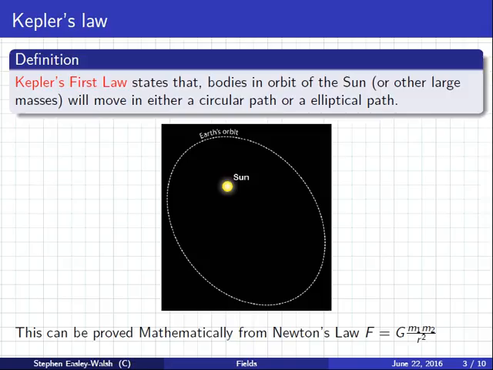Yes? Okay, continue. Continue? Yes. Yeah. So, that's Kepler's first law. The proof of this is actually too difficult for us to do, so we won't prove that this is true.